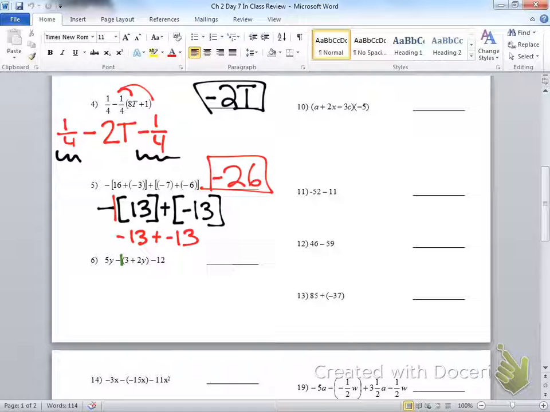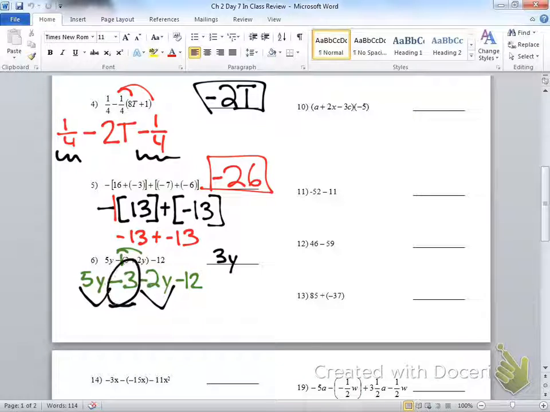Distribute the negative. It's like multiplying through by a negative 1. Good. So I have 5y minus 3 minus 2y minus 12. Okay. What are my like terms? The y's. Good. What's 5y minus 2y? 3y. Good. And what is negative 3 minus 12? Negative 15. Good.